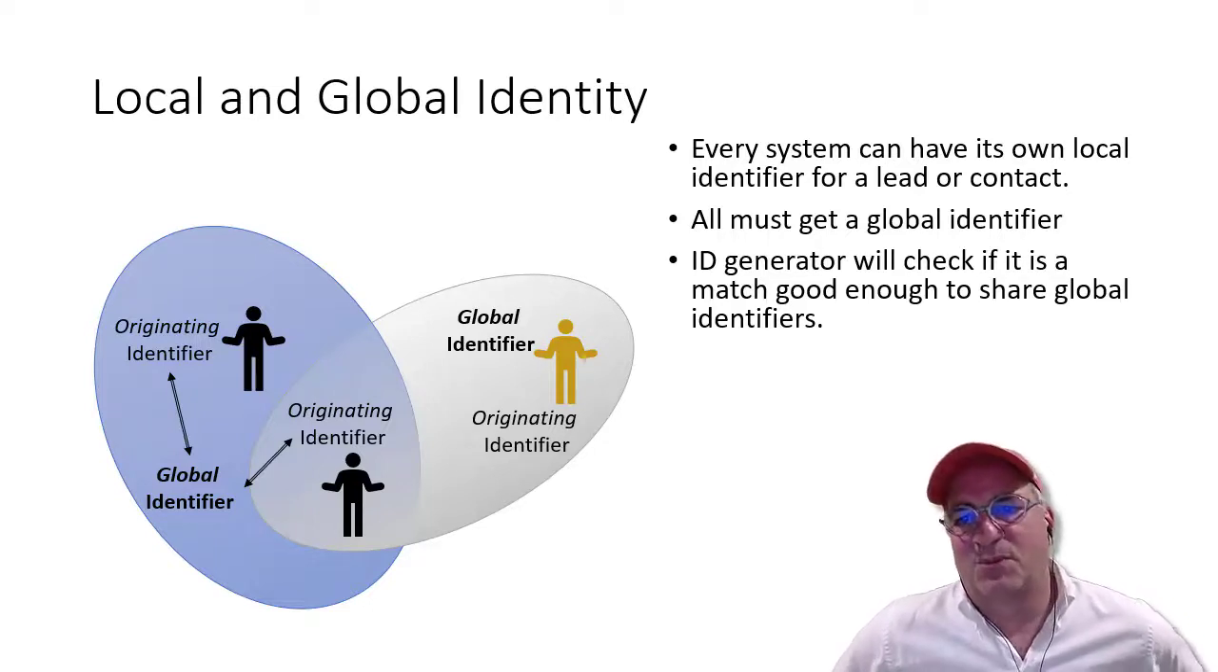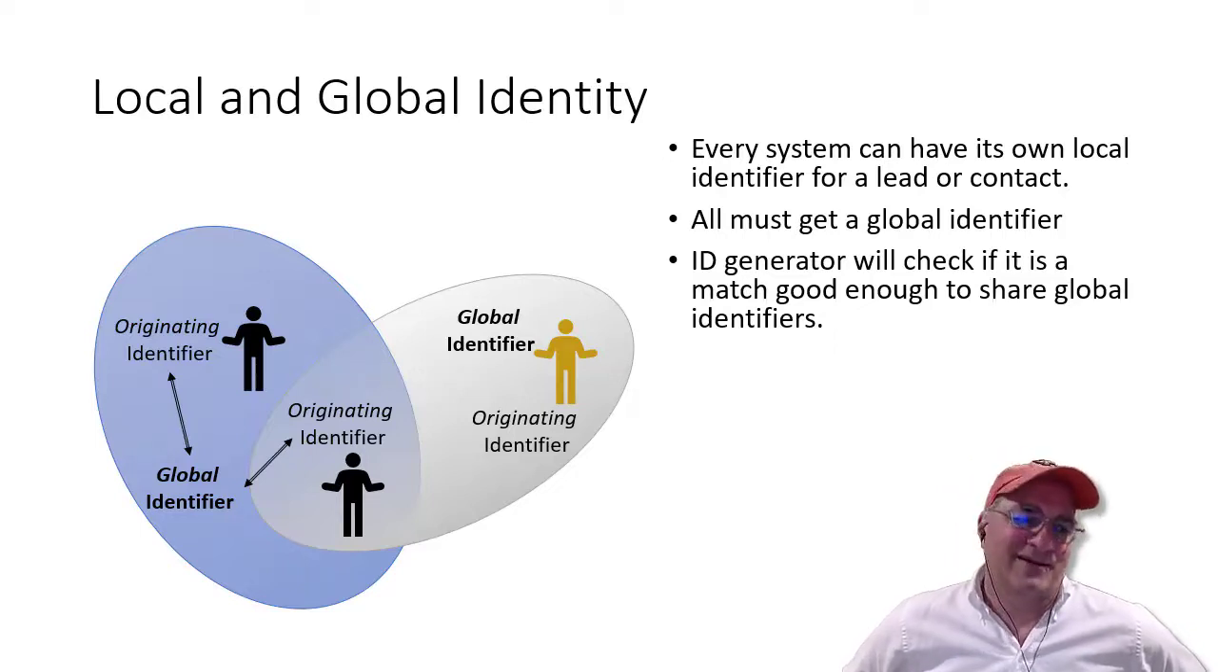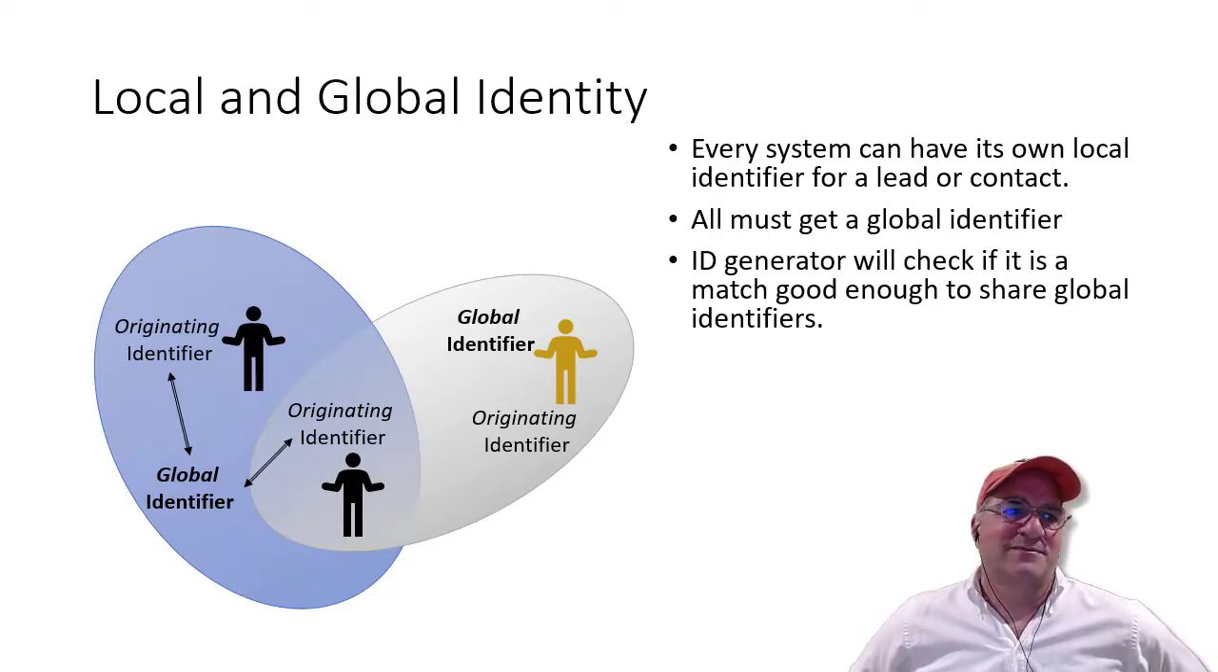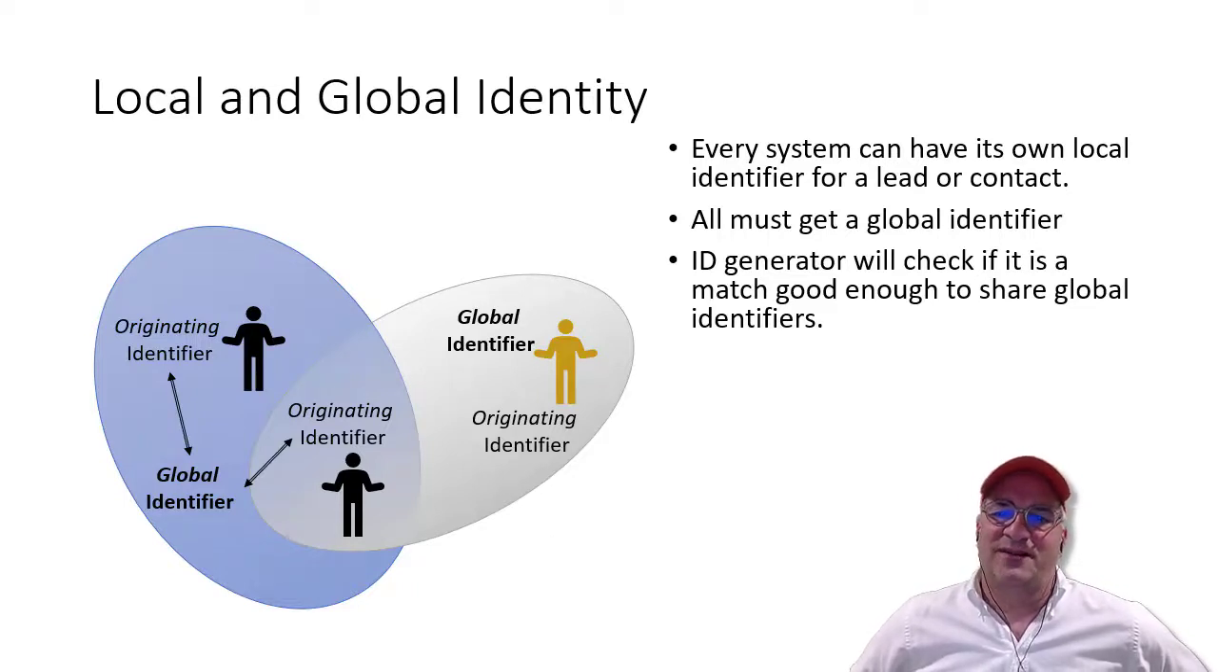Now, from a marketing point of view, that may not be good enough for a global identifier, or we may do a global identifier at some level of confidence, right? The two in blue are 100% confident. The two on the bottom right, we're pretty confident, but for a lot of situations, we're just going to give that new person, the marketing person, its own global identifier. It'll end up with an originating identifier and a global identifier.